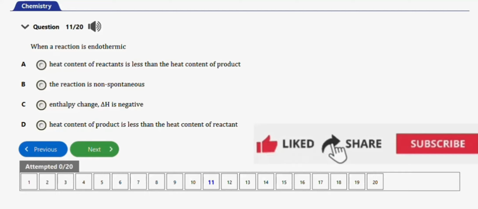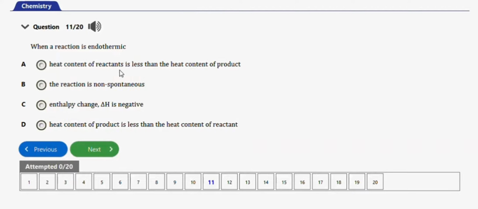So this question says, when a reaction is endothermic, heat content of reactant is less than the heat content of the product. Yeah, the reaction is not spontaneous. Enthalpy change is negative. No, heat content of product is less than heat content of reactant. No, so the right answer is option A: heat content of reactant is less than heat content of product. So that's it for this question.